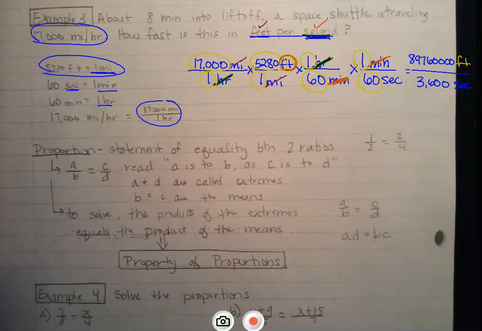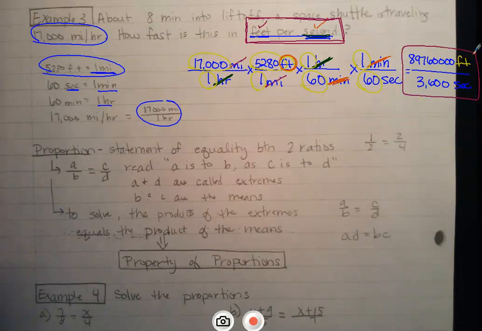But here's the problem. The question asks for feet per second. It wants a unit rate, not a rate, which is what we currently have. Okay, this is a rate. We want a unit rate. So we need to divide each of those to get a unit rate. So we divide by 3,600 because that's the unit. All right, so if we divide to get it by 1, then we get 24,933.3 repeating feet over 1 second.